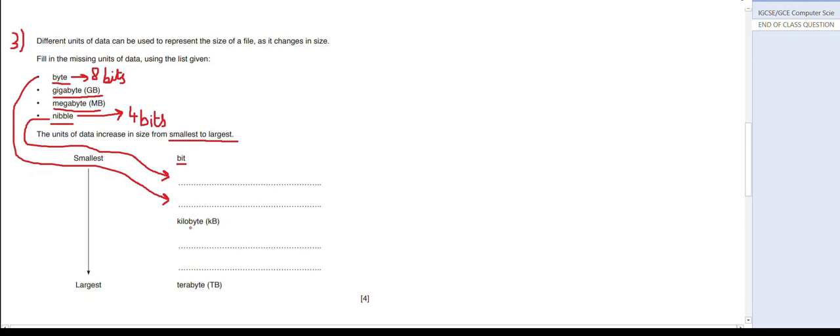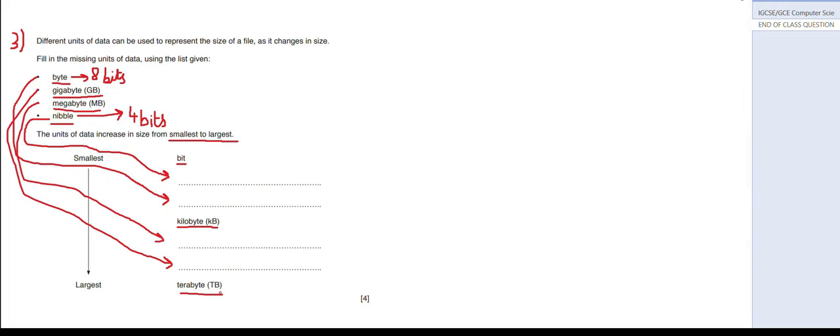After a byte comes kilobyte. After a kilobyte comes megabyte. Right. After a megabyte comes gigabyte. And after giga comes terabyte. So it's very important to memorize the memory size table. Right? This was worth 4 marks.